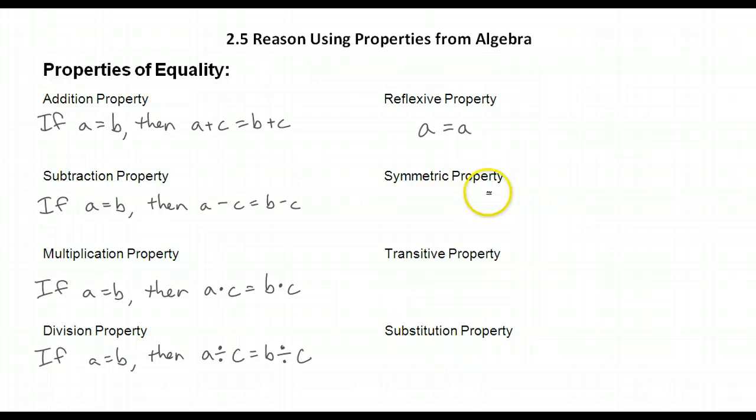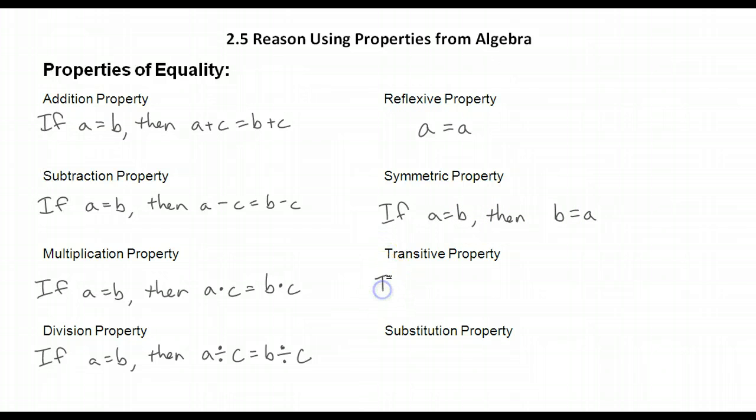The symmetric property says if two things are equal, then it doesn't matter what order I write them around the equation. If A equals B, then B equals A. Symmetric means left and right are the same. If you look at it this way, left equals right, right equals left. I can switch around an equal sign.